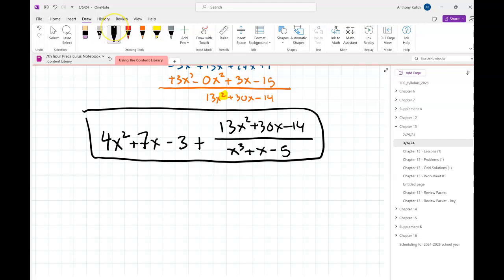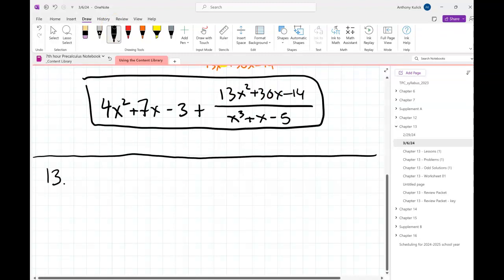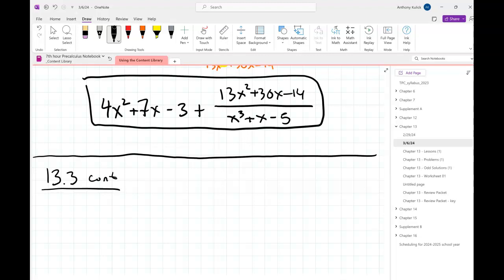Okay, let's get crackin' here. We can finish up chapter 13 today. So in section 13.3, we started this last time, and all we did from chapter 13.3 last time was talk about division of two polynomials, right? We showed you long division and synthetic division.